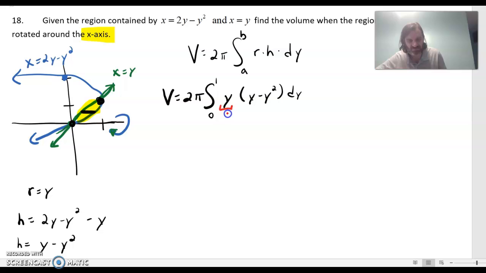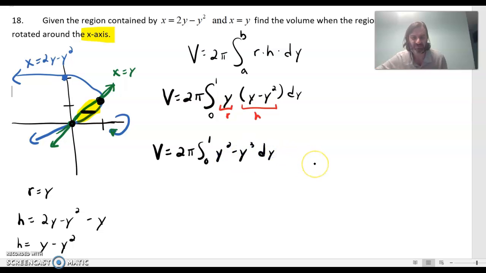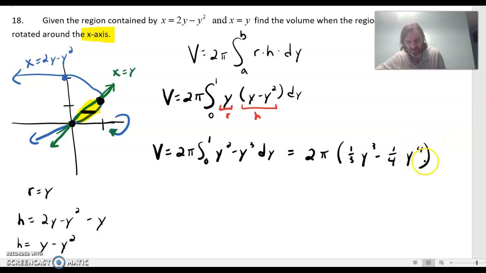So let's see here. We've got our radius, we've got our height, and as I rewrite it and clean it up, we've got the volume of 2 pi from 0 to 1 of y squared minus y cubed dy. Okay. So let's integrate that. So we'll have 2 pi, and then we will have 1 third y cubed minus 1 fourth y to the fourth, and that'll be from 0 to 1. Okay. So let's evaluate now.